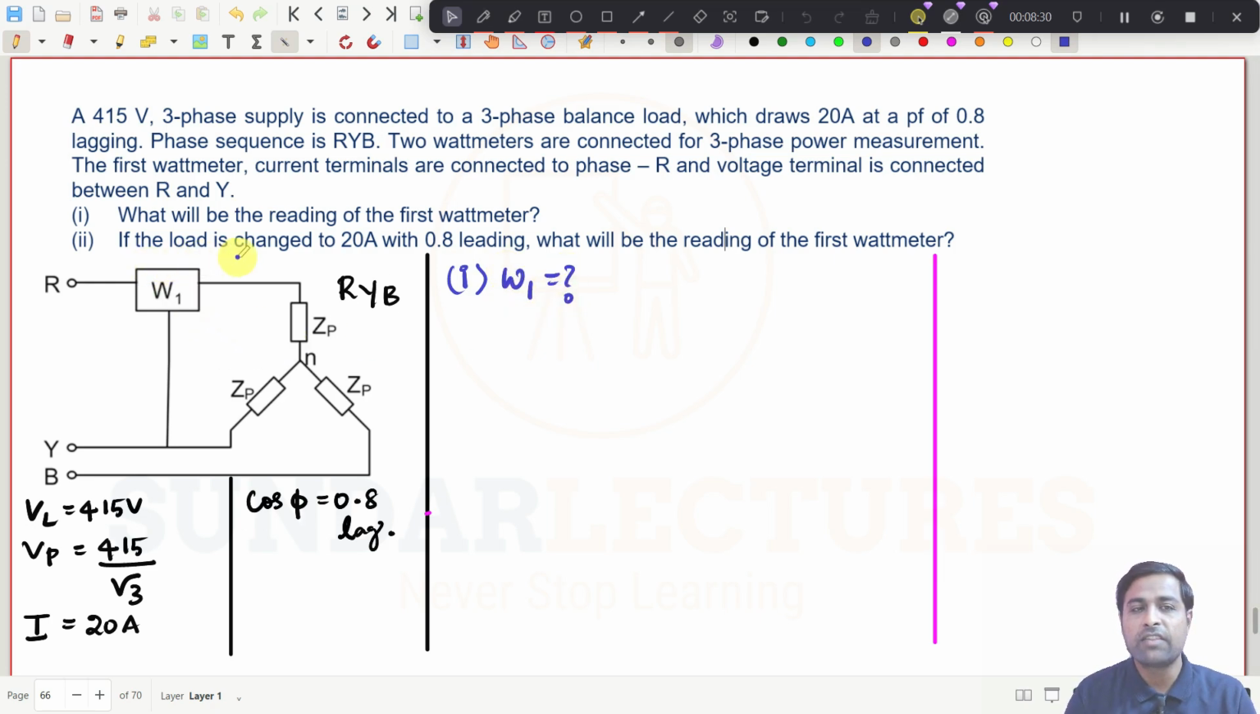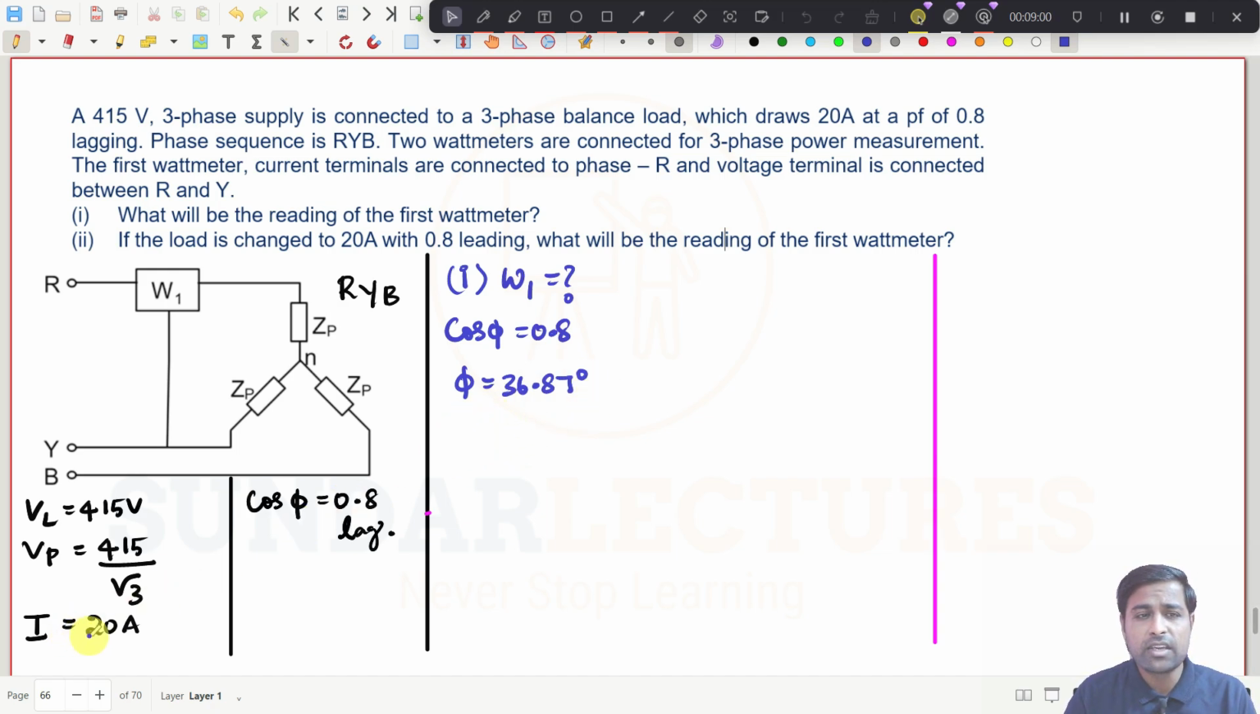If the load changes to 20 ampere with 0.8 leading, what will be the reading of the first one? Try to understand. We will go for the second one afterwards, because this one is lagging now and the other is leading. Anyhow, we need to find the phi value. What is the cos phi they have given? It is 0.8, so phi will be 36.87 degree.